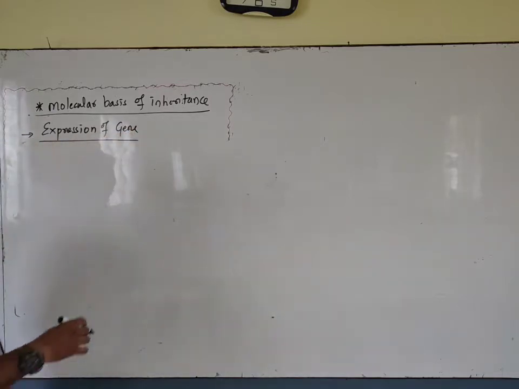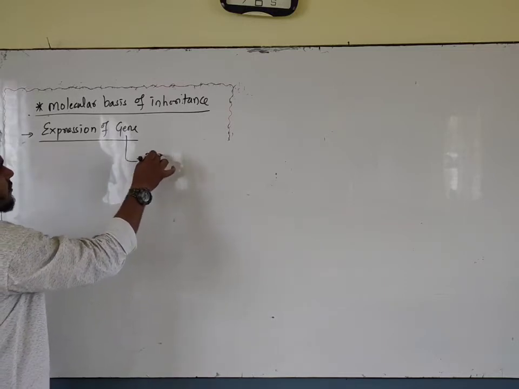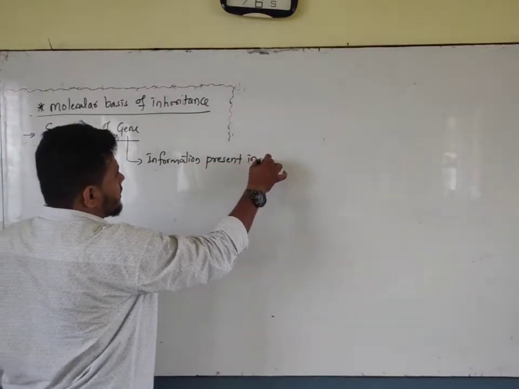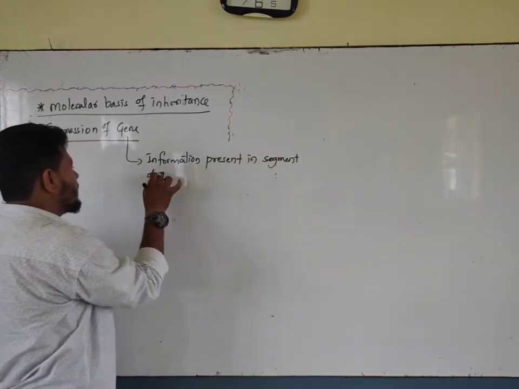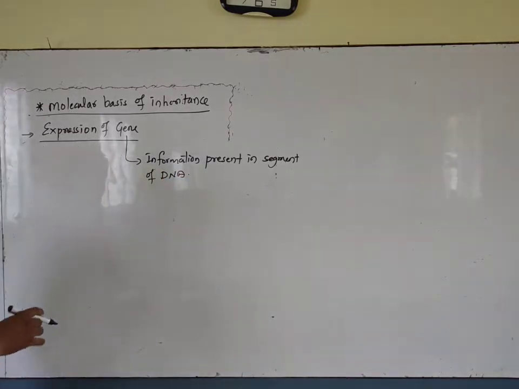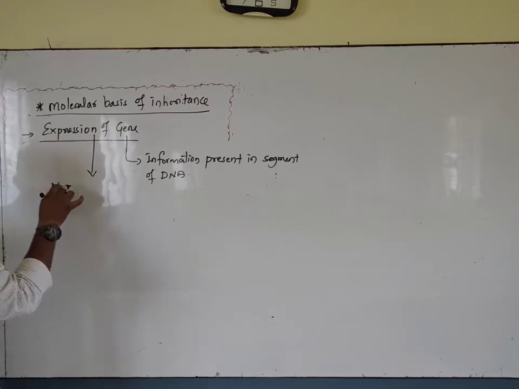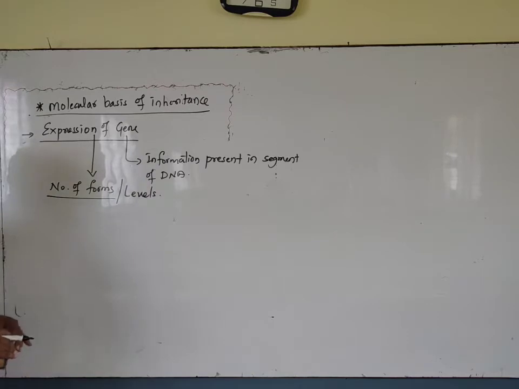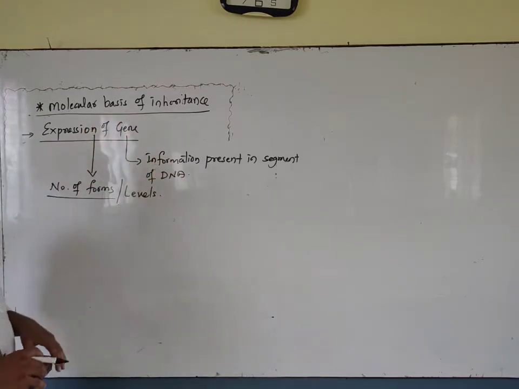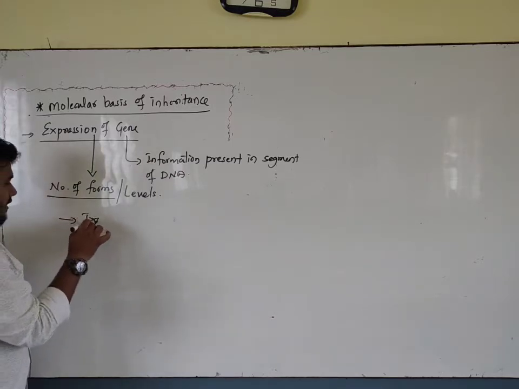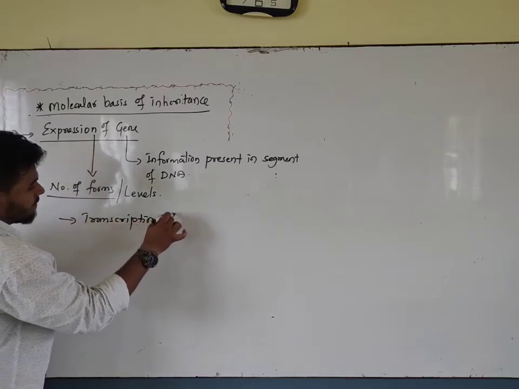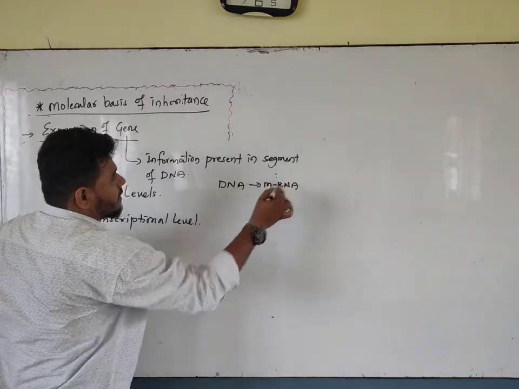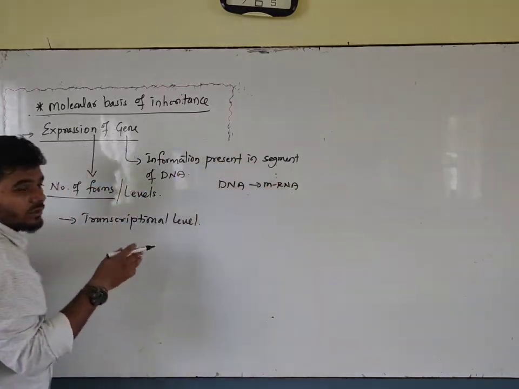gene. In a previous video I have discussed that a gene is actually information present in a segment of DNA. Remember, the gene can be expressed in a number of forms or levels, because a gene is a particular piece of information. It could be expressed at the transcriptional level. Transcription level means DNA is transcribed into mRNA, and then the particular information is copied, expressed.